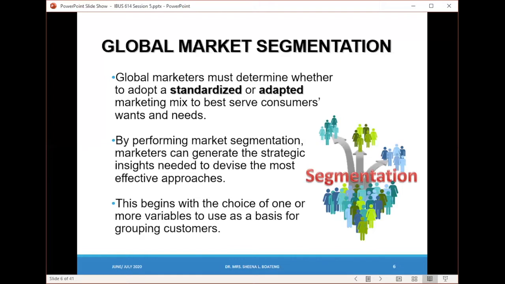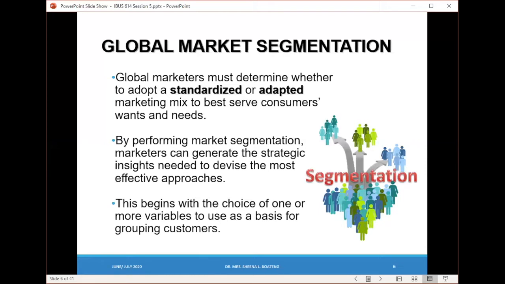And that is one of the main decisions that global marketers have to make when it comes to segmentation. So by performing segmentation, marketers can generate enough insights that are needed to devise the most effective approach, be it standardization or adaptation, to serve the particular markets that they choose and decide to serve. And this begins with the choice of one or more variables to use as a basis for grouping customers. Because let's face it, there are billions of people on this planet.